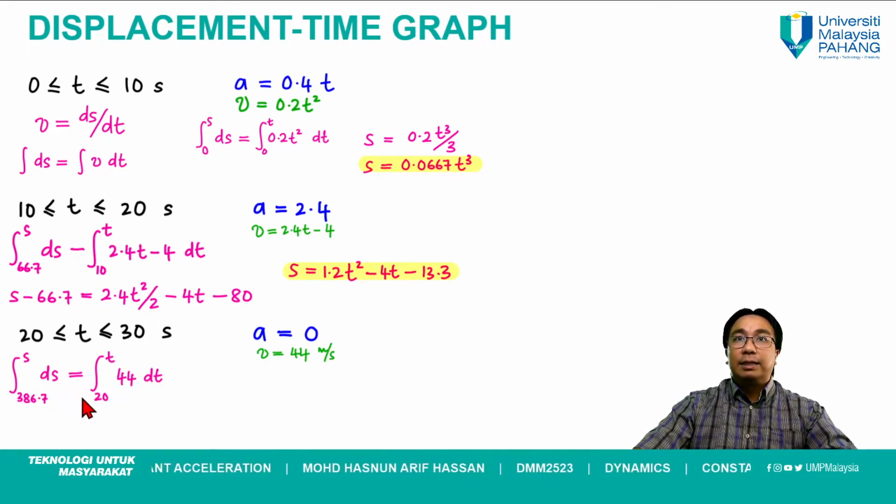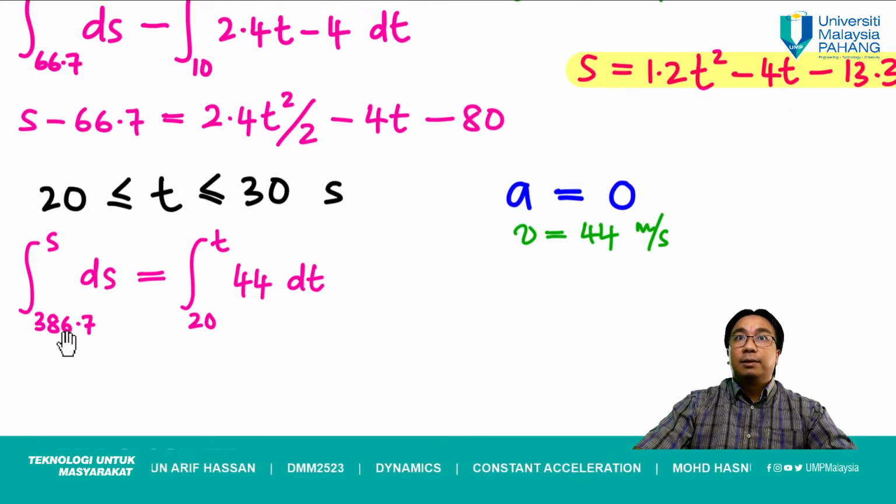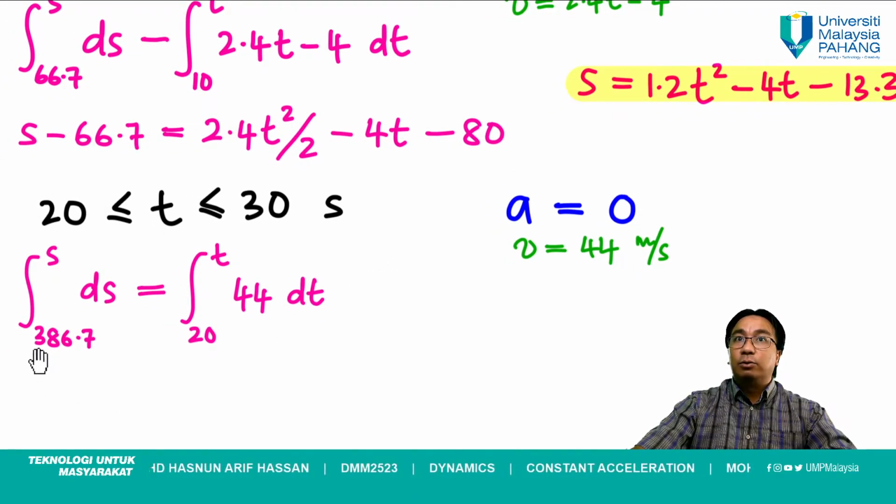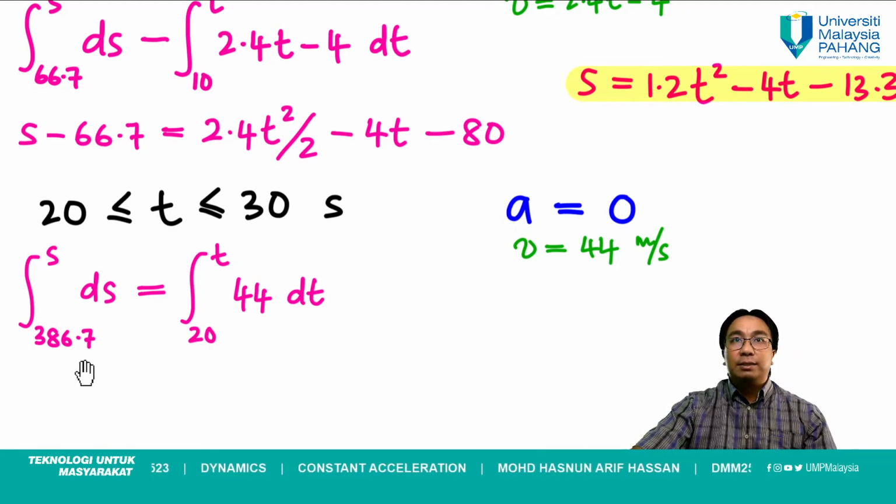Now, let's integrate again. Saya zoom in kat sini. Macam mana kita dapat lower limit S is 386.7 ialah dengan gantikan T equals to 20, lower limit untuk fasa ini dalam equation ini, dalam function yang ni. So, you will get 1.2 times 20 square minus 4 times 20 minus 13.3. You akan dapat S is equal to 386.7. This is the lower limit of this integration.